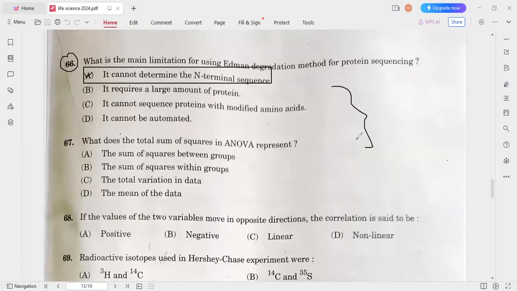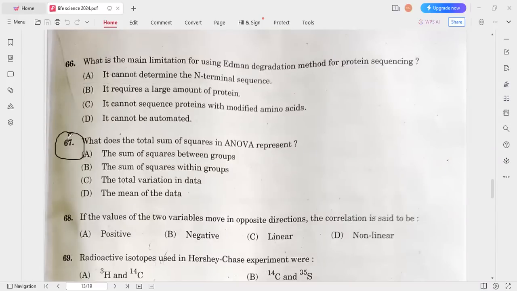For example, this is a protein. The protein starts from the N terminal and ends with the C terminal. It has to proceed from the N terminal of the protein. So here the Edman reagent will react in the N terminal. Because the reaction takes place in the N terminal, that is with the amino acid, the N-terminal sequence cannot be determined. That is one of the limitations of Edman degradation. Okay, so this is about question number 66. So the next one, that is question number 67.